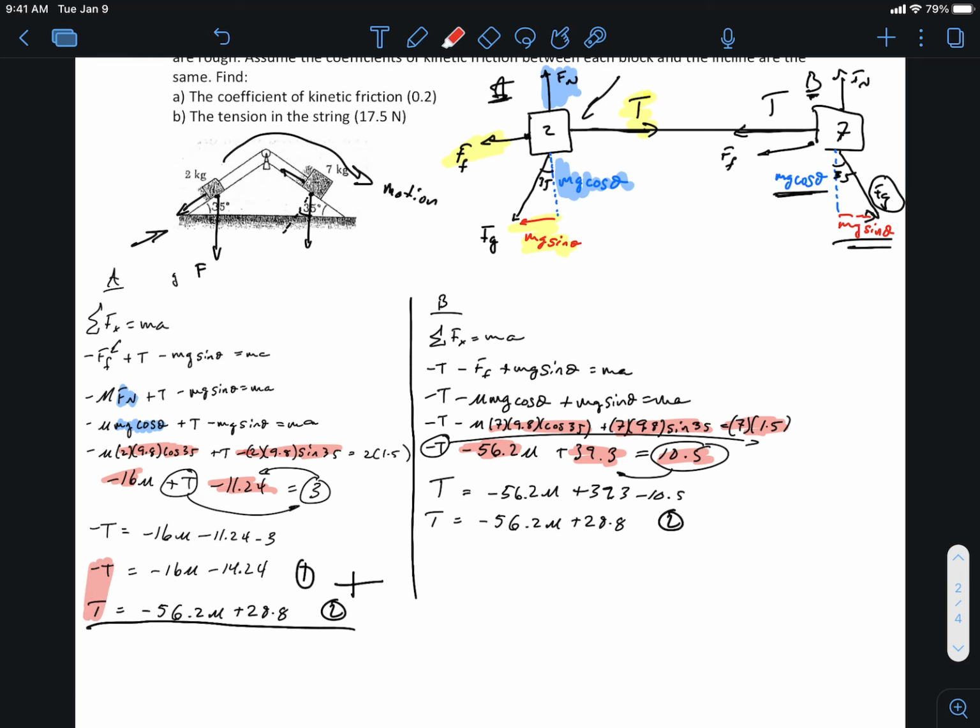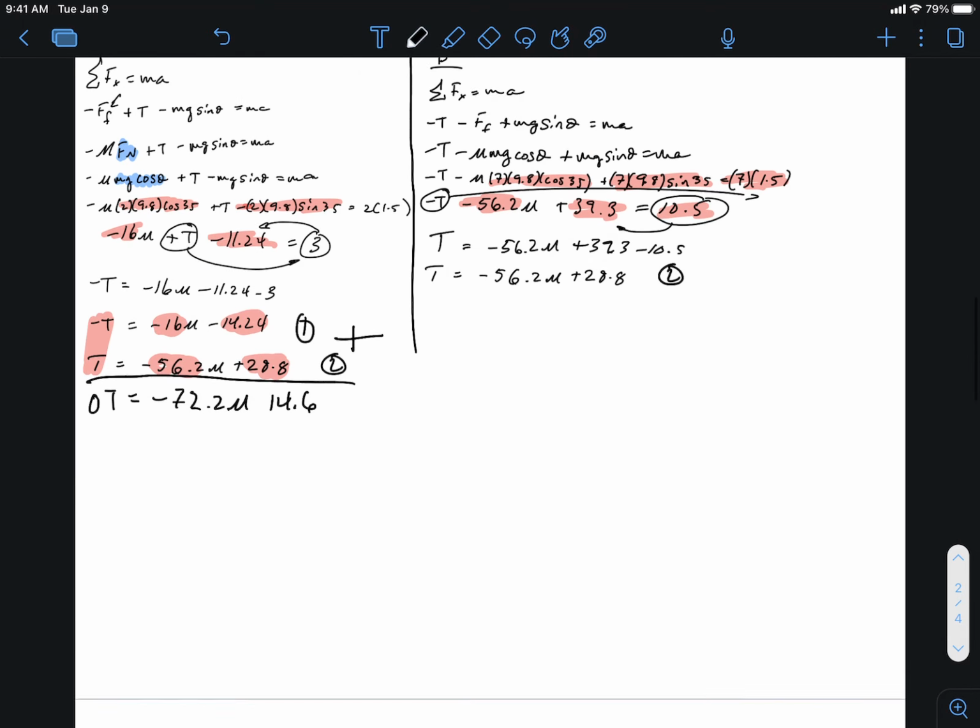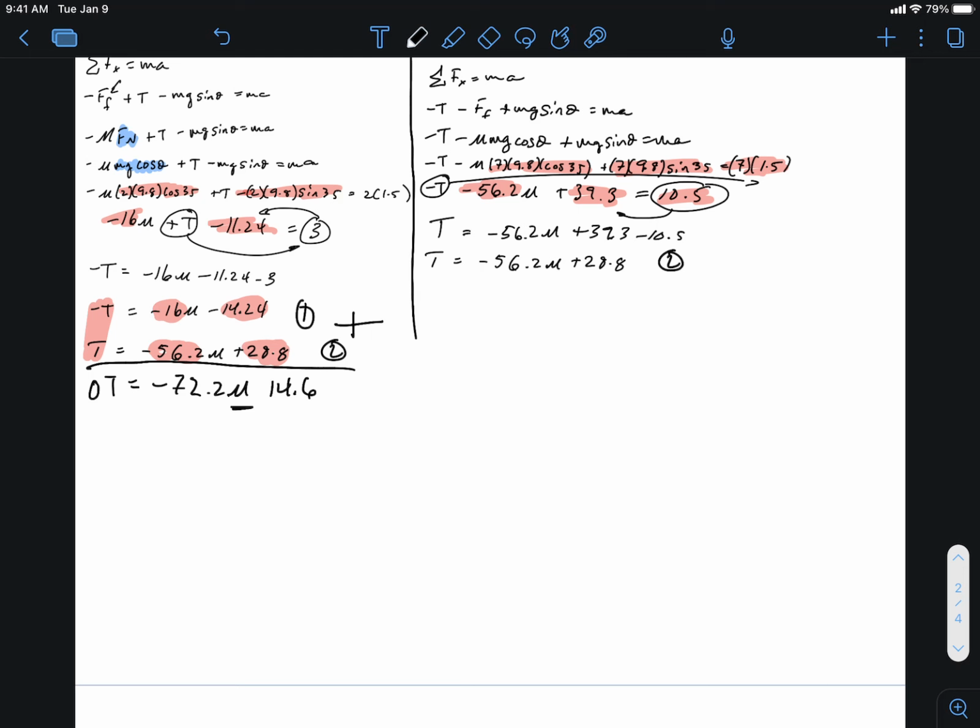And what happens? Well, look, we're here. Negative t plus t, that's 0t. And that's now equal to, well, I don't know, what does this equal? Negative 16 plus negative 56.2. What's that? Well, without getting too complicated, I think it should be around negative 72.2 mu. And then you do this. You should get 14.6 for that. What do you do next? Well, you just solve for mu. What is the coefficient? That's what we're after, okay?